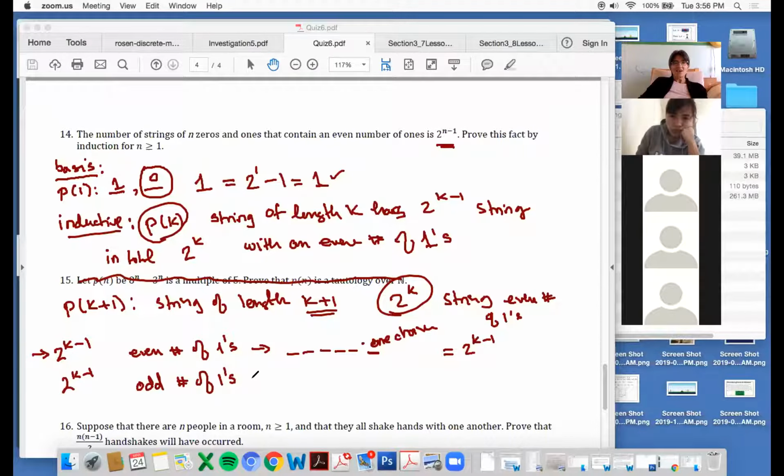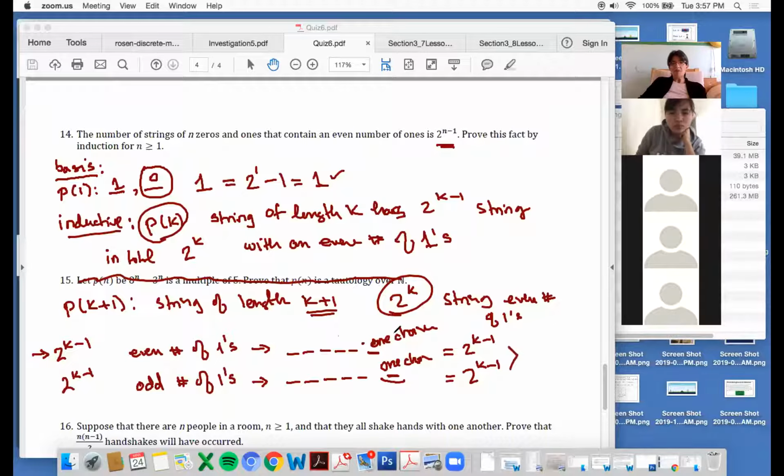All right. Now, if I look at the strings that have an odd number of ones, again, I have my original string there, and I want to add an extra bit. What do I need to add as the extra bit to make it have an even number of ones? A 1, because that will make it an even number of ones. But the important thing is that here you still only have one choice. So we're going to have 2 to the k minus 1 strings that were made into even ones.